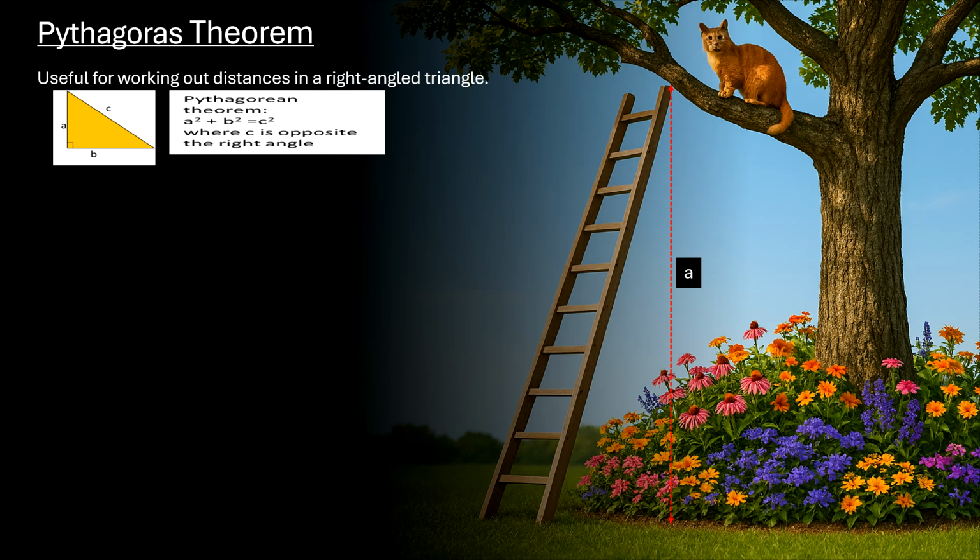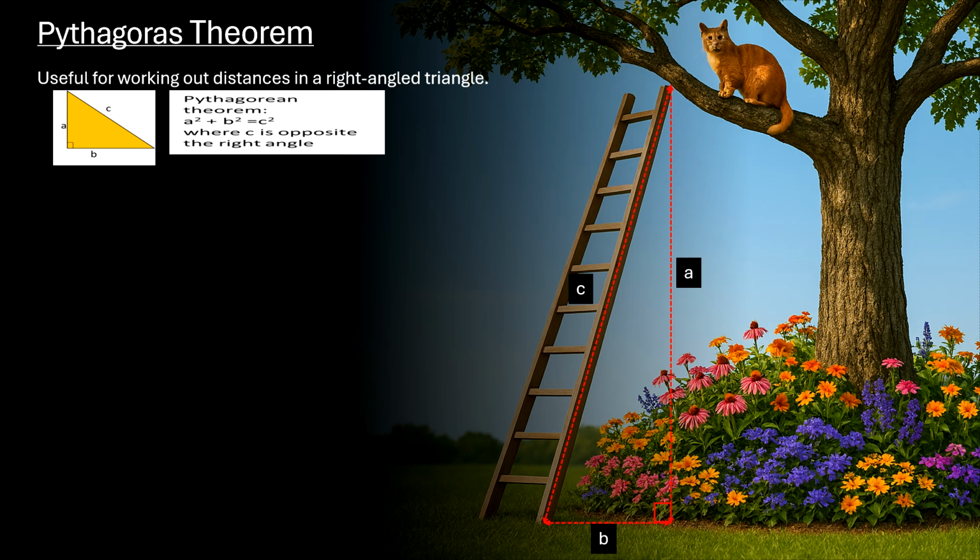So we need the ladder closer to the edge of the flower patch, and the horizontal distance for that is going to be B. And this vertical distance A and this horizontal distance B, they are at right angles to each other, which means we can complete the right angle triangle with an unknown length C, which we want to be the length of our ladder.